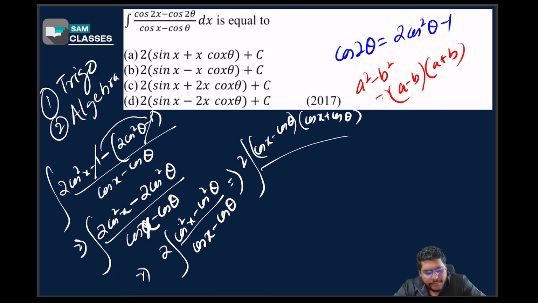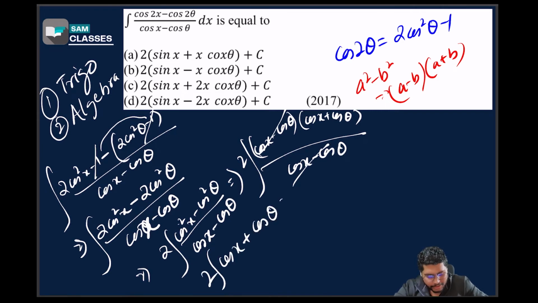Correct. What is difficult in this? Divided by cos x minus cos theta, so it cuts. So what did I get? Very layman, cos x plus cos theta. Now you'll say, sir, is this integration anything difficult? What is the integration of cos? Integration of cos is sine first.